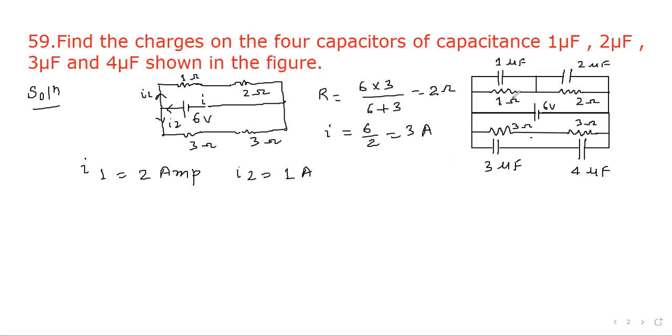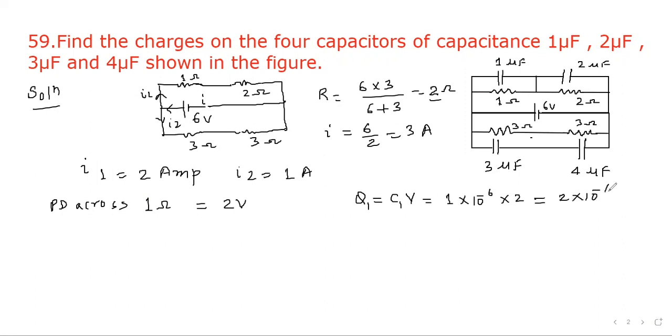Now, potential difference across 1 ohm resistor. Since current through 1 ohm is 2 ampere, it will be 2 volt. Now, we can find the charge on 1 microfarad capacitor, Q equal to CV. So we write it as Q1, that is C1 times V. C1 is 1 microfarad, 1 into 10 power minus 6 into 2 volt. So it will be equal to 2 into 10 power minus 6 coulomb.